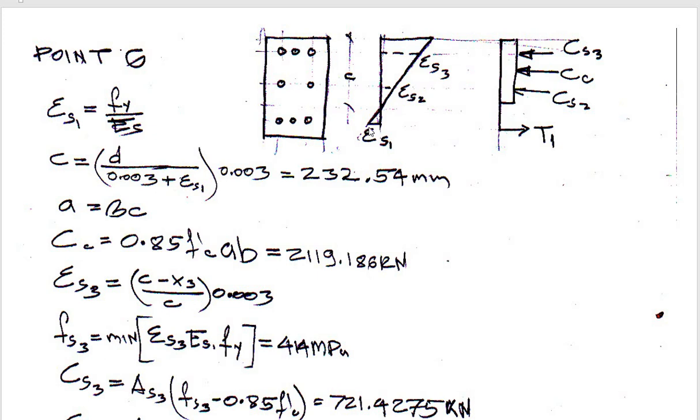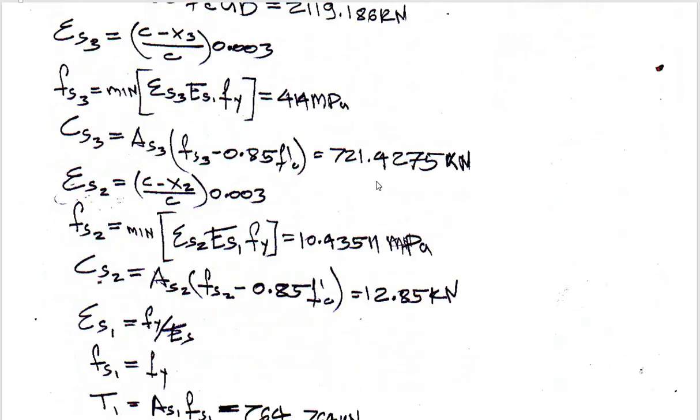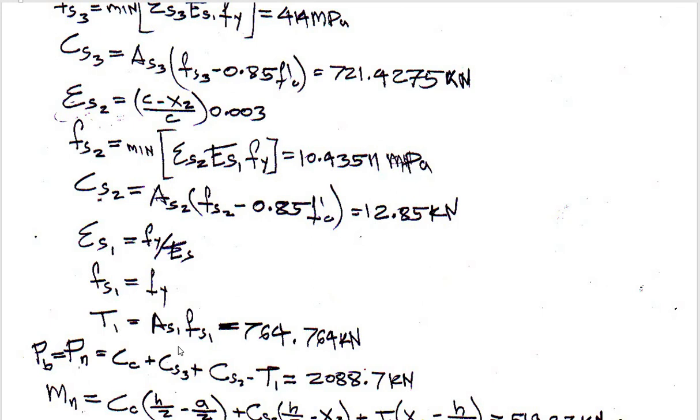Next is, dito na tayo sa bars below the neutral axis. So obviously this is tension. Nagkaroon na tayo ngayon ng stress reversal. So, T1 is equal to AS1 times FS1. But, FS1 is equal to Fy. Okay, so nag-yield na siya. Now, we add all forces to get your nominal axial load, which is Pn.